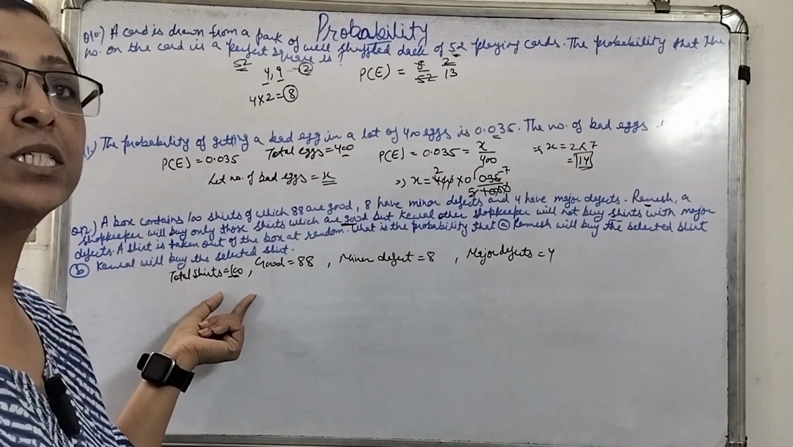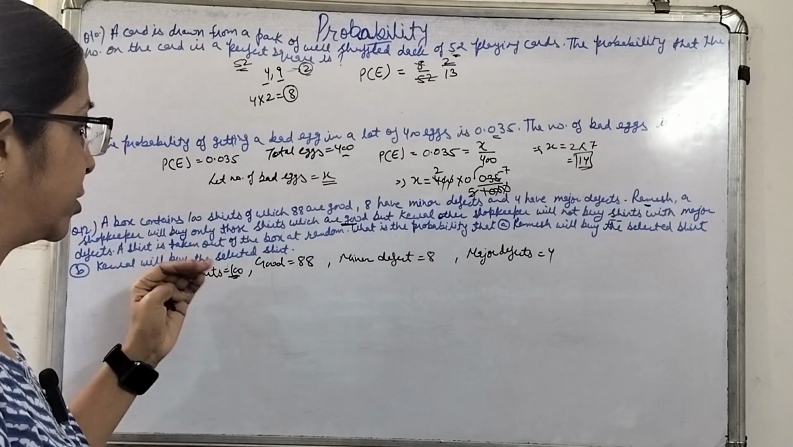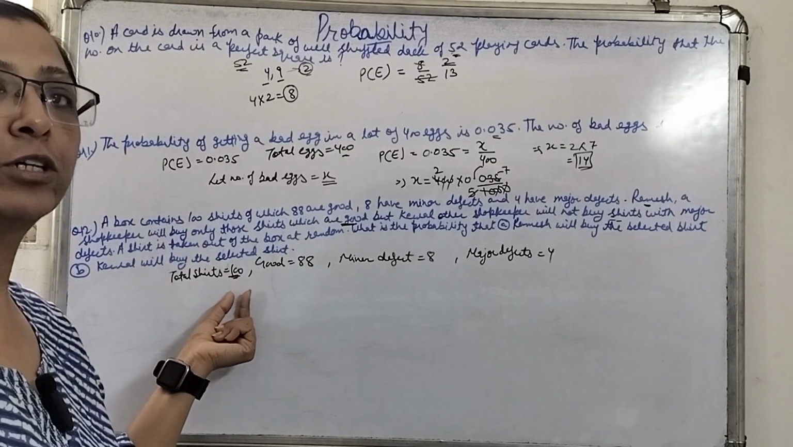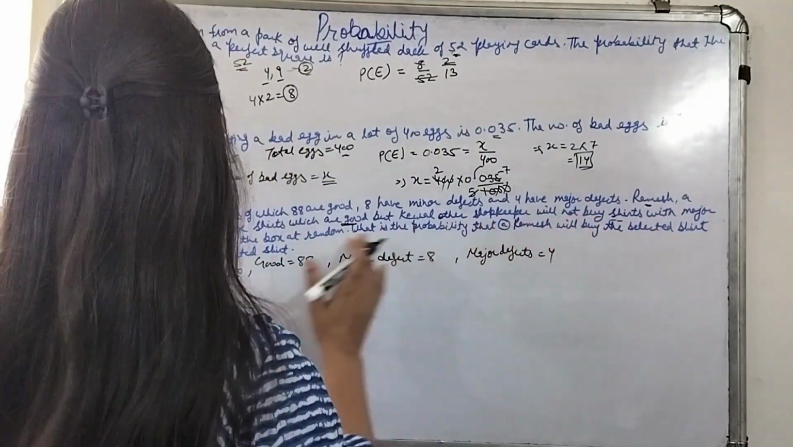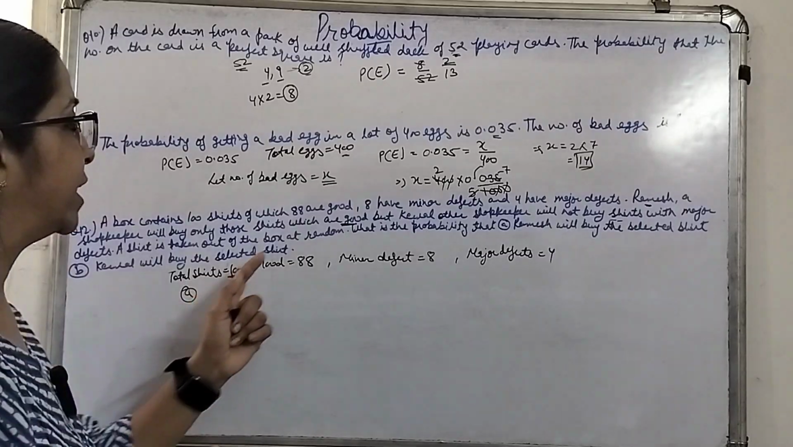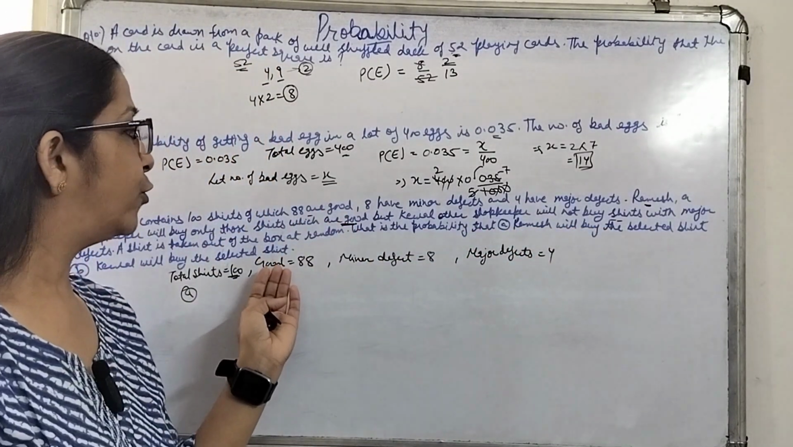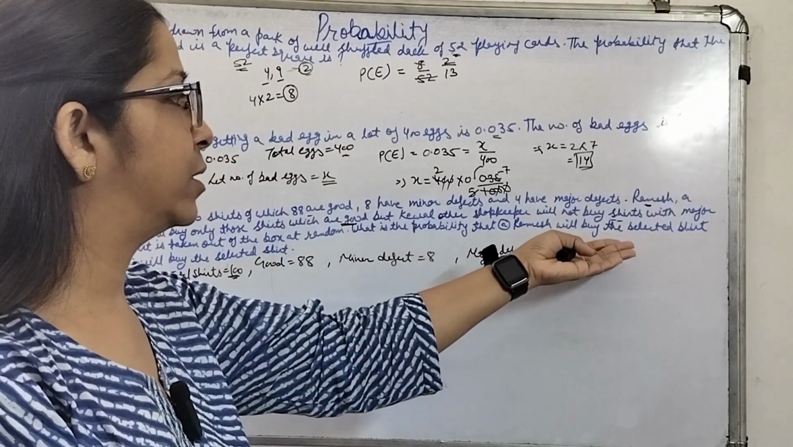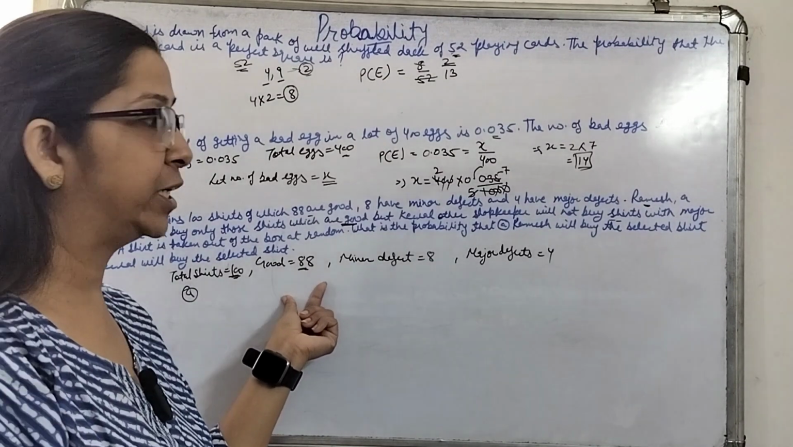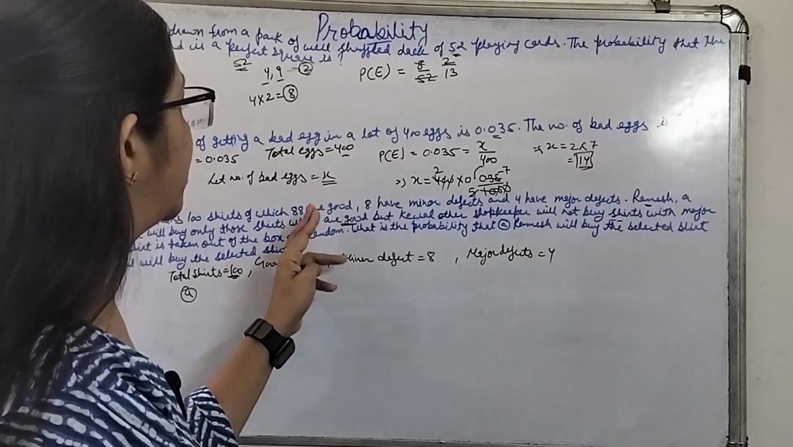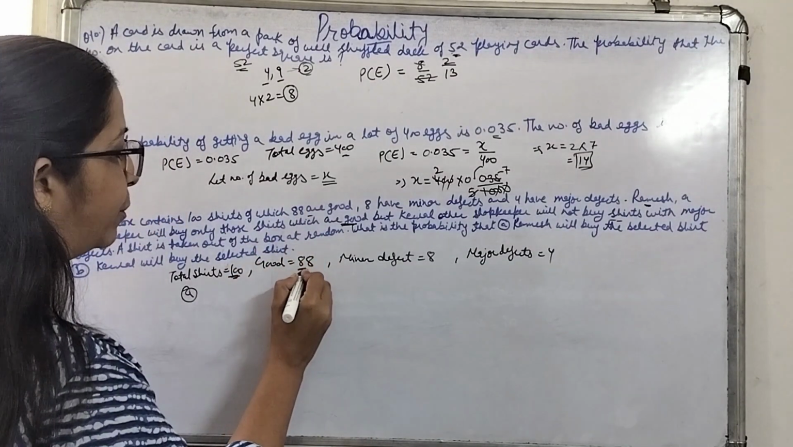That means total possible outcomes is your 100. Out of this 100, any of the shirts will be picked or selected. Now what is the probability that Ramesh will buy the selected shirt? For the first, Ramesh will buy only the shirts which are good. That means for Ramesh, if he is going to select the shirt, then in that condition 88 will be the favorable outcomes, because he will only buy the shirts which are in good condition. That simply means for him total favorable outcomes will be 88.